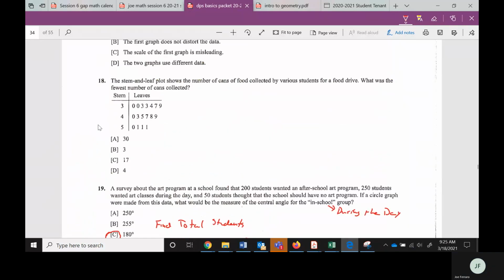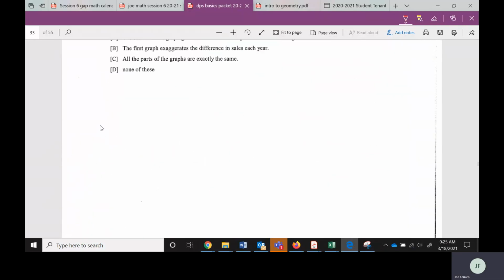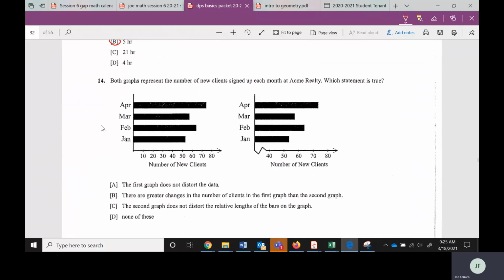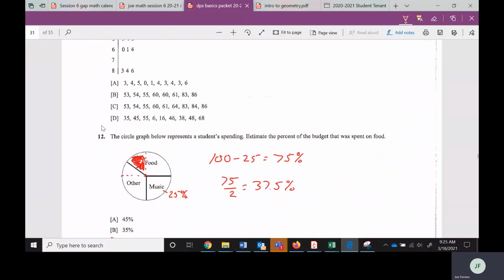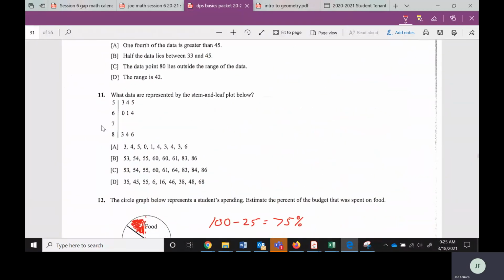Okay. The misleading ones will go even faster, and the box and whisker takes a little bit. So we're going to go to problem number 11. Stem and leaf plot. What this means is a stem and leaf plot is just a quicker way to organize data so you don't have to write out as much stuff.